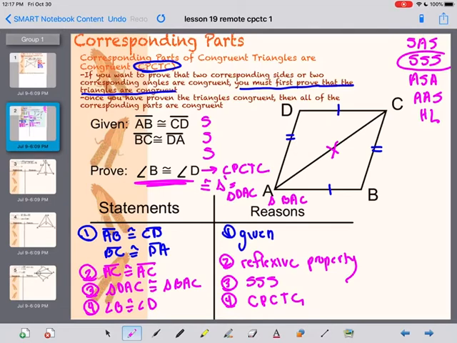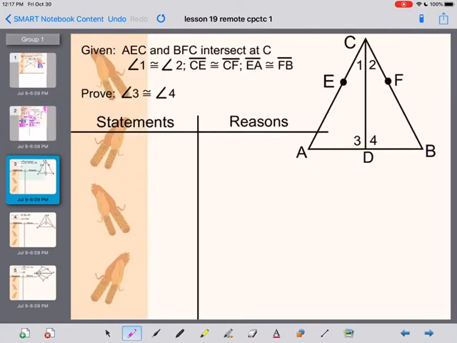Let's try another example. So given AEC and BFC intersect at C, angle 1 congruent to angle 2, let's mark it, CE congruent to CF, EA congruent to FB. Prove angle 3 congruent to angle 4.